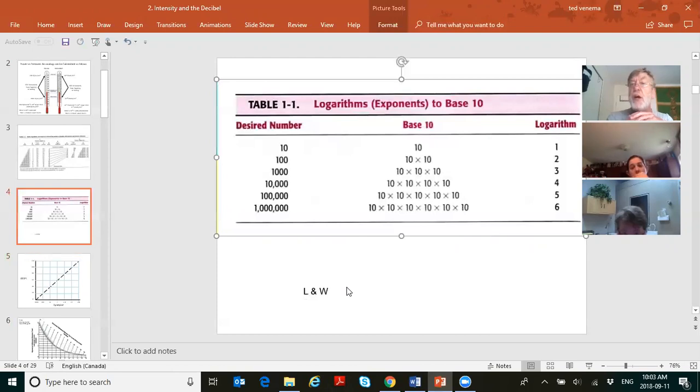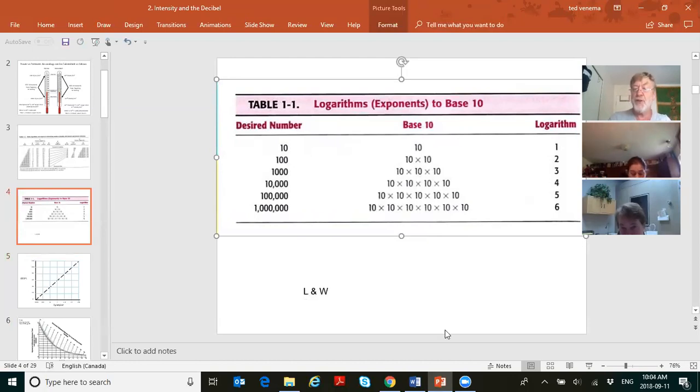Logarithms are simply how many times the number had to be multiplied by itself to equal that number. Well, 10 times 1 is 10. 100, what's the logarithm of 100? 10 times 10. Okay, that's 10 squared. 10 times 10 times 10 is 10 to the third. That's 1,000. 10 times 10 times 10 times 10 is 10 to the fourth. The logarithm is 4. That's 10 with a little 4. 10,000, and so on, and so on. So 10 to the 6 is 1,000,000.